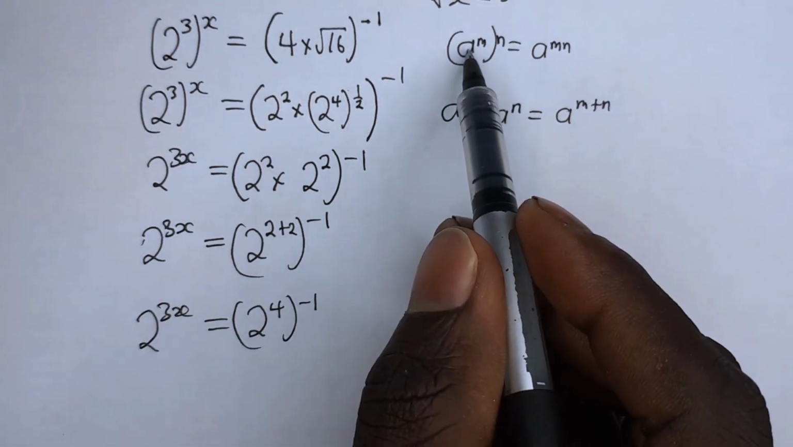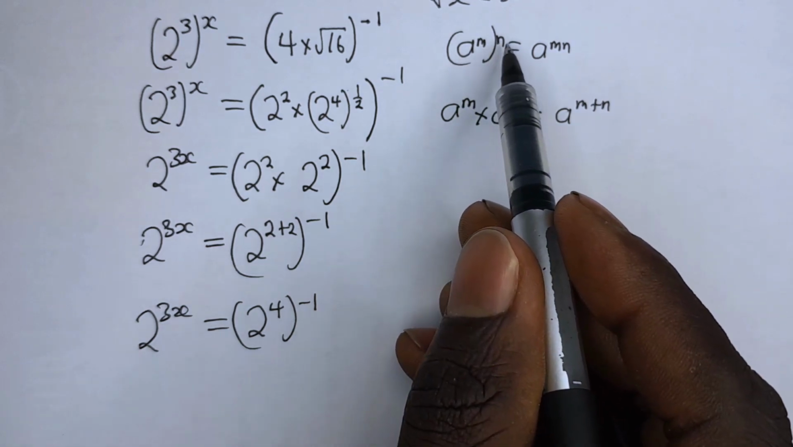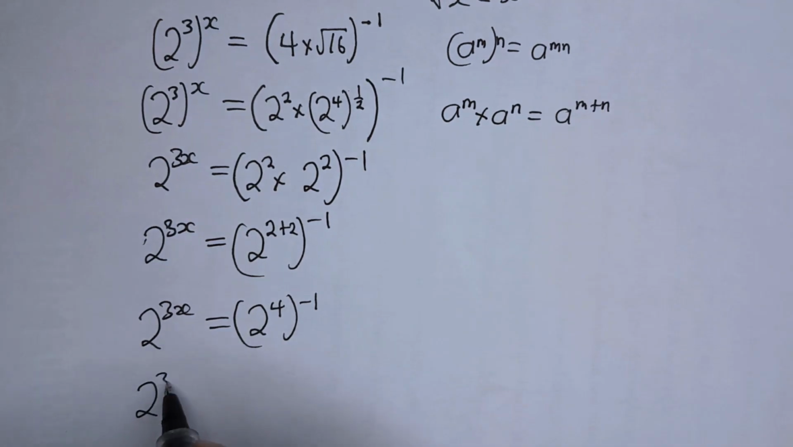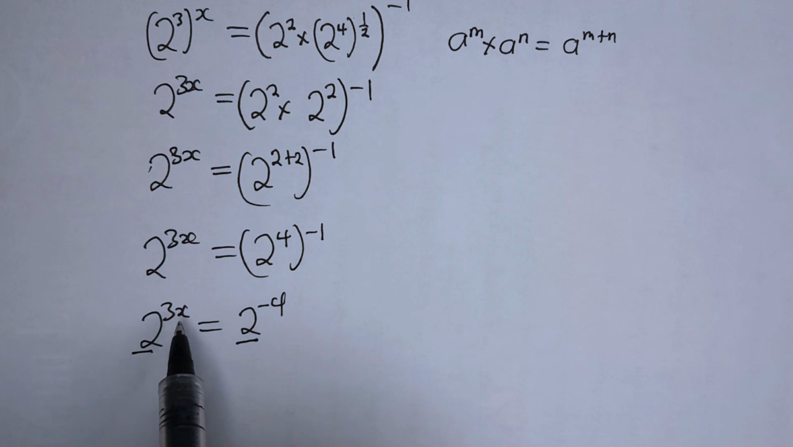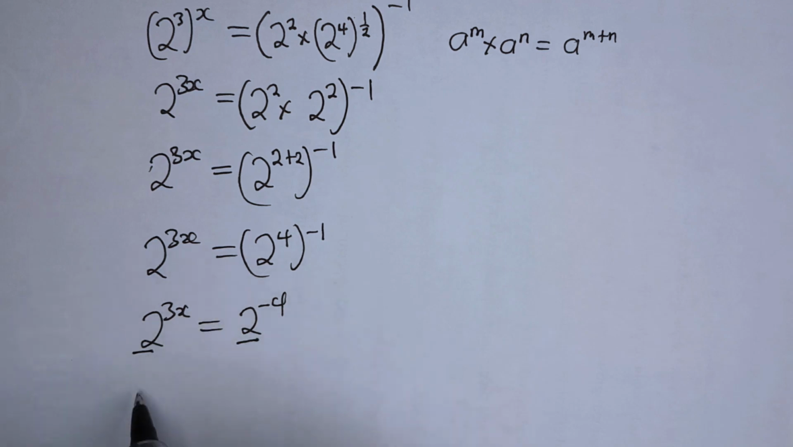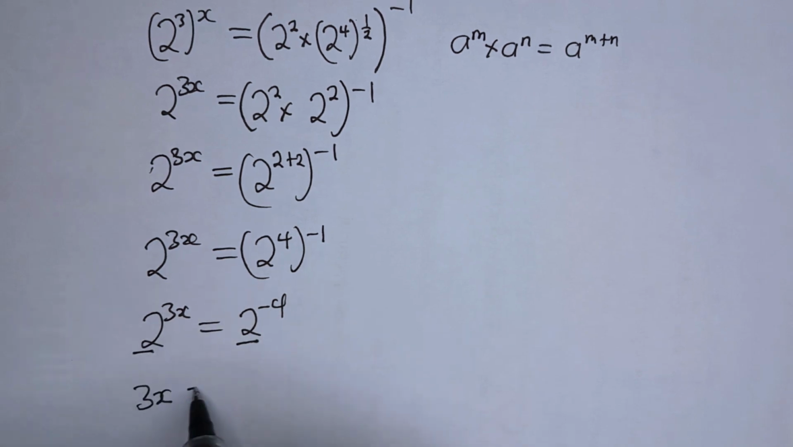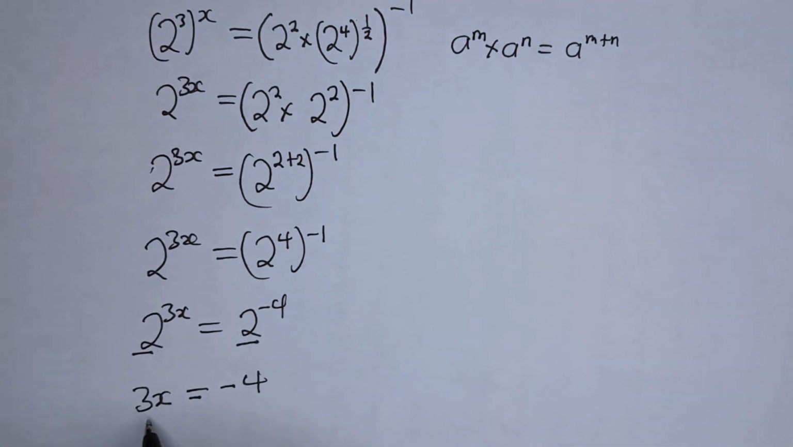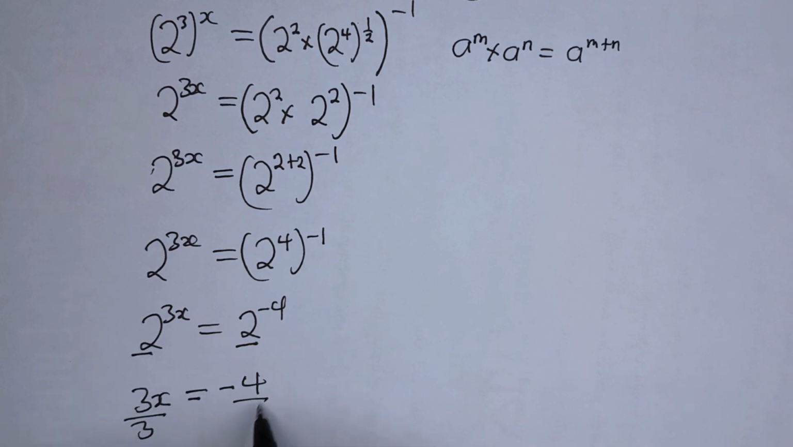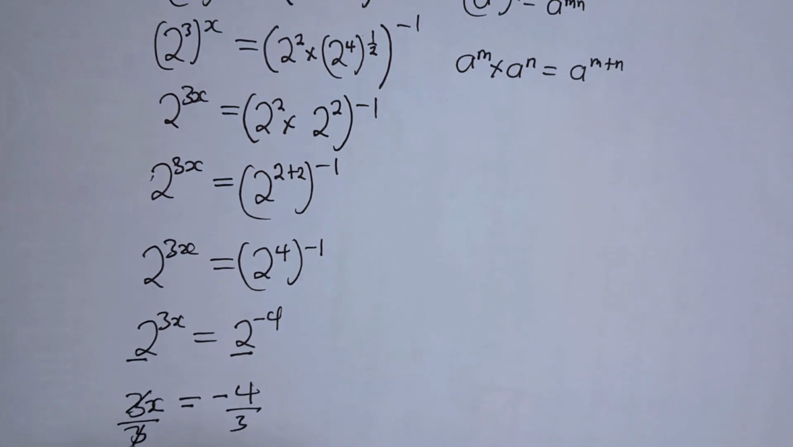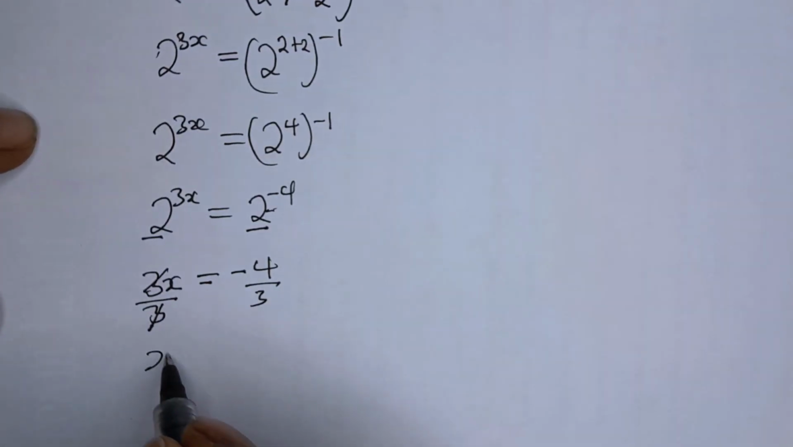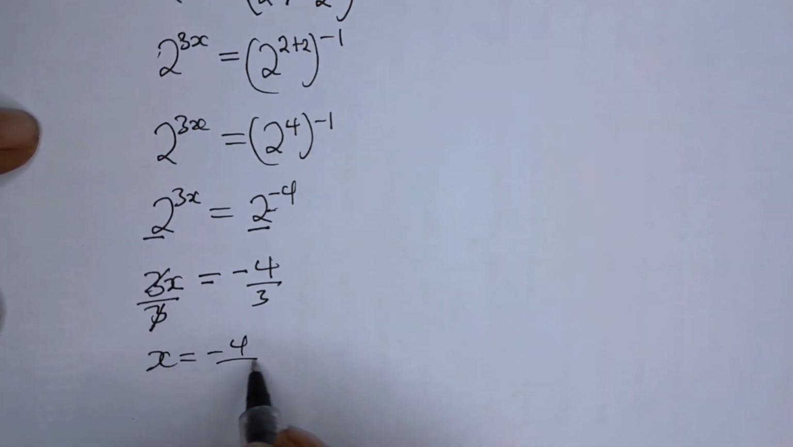And if we have (a to the power of m) to the power of n, it is equal to a to the power of mn. So therefore 2 to the power of 3x is equal to 2 to the power of negative 4. We can equate the exponents: 3x is equal to negative 4. We can divide both sides by 3, so 3 cancels with 3, and we are left with x is equal to negative 4 over 3.